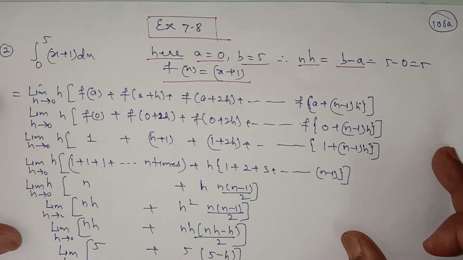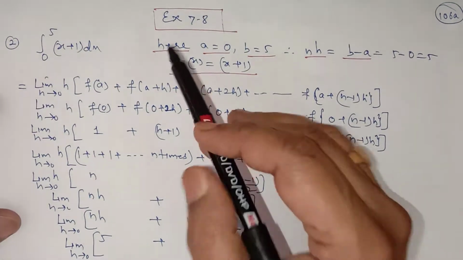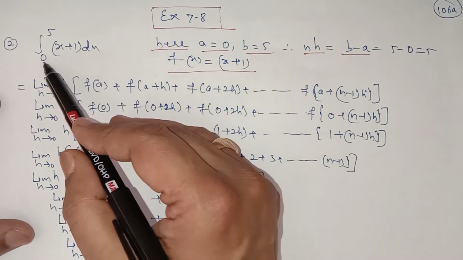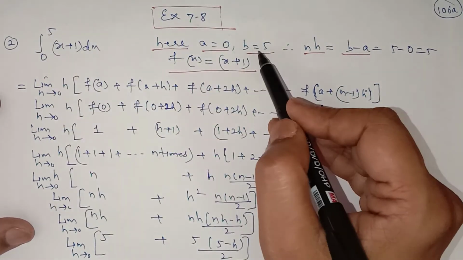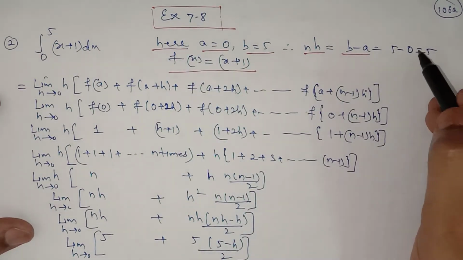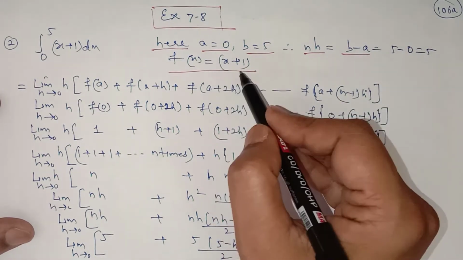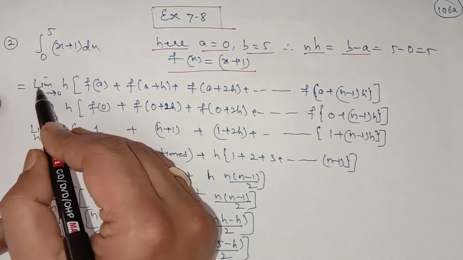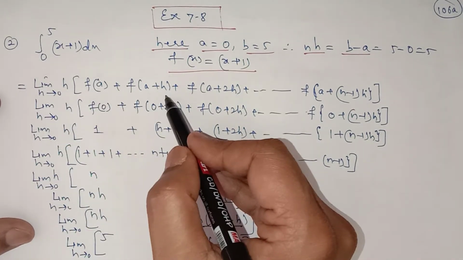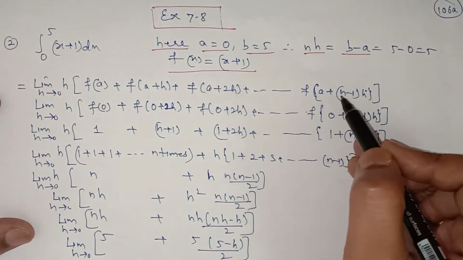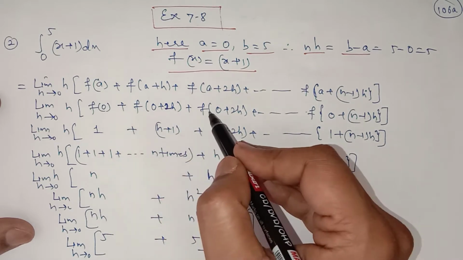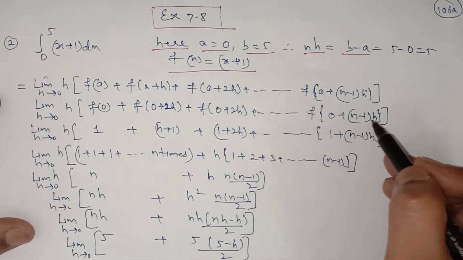This is exercise 7.8. Now in question number 1, see it very carefully. It is the integral from 0 to 5 of (x plus 1) with respect to x. Here a is 0, b is 5, therefore nh will be equal to b minus a, that is 5 minus 0, which is equal to 5, and f(x) here is x plus 1. The formula is limit h goes to 0 of h[f(a) + f(a+h) + f(a+2h) + ... + f(a+(n−1)h)], where a is 0, so f(0) + f(h) + f(2h) up to f((n−1)h).